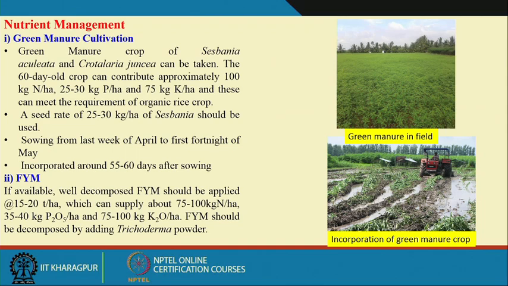And also you can use farm-made manure. Well decomposed farm-made manure should be applied at around 15 to 20 tons per hectare, which can supply around 75 to 100 kg nitrogen per hectare, 35 to 40 kg P2O5 and 75 to 100 kg K2O per hectare. So, FYM should be decomposed, and you can add Trichoderma species fungus to the FYM for better decomposition, and it can also have an effect in the field by avoiding insect pests and diseases.